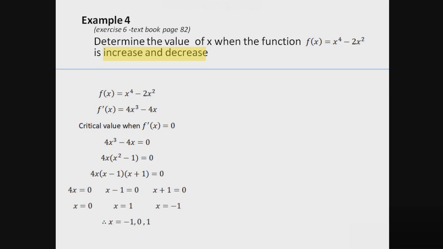Okay, so since we have three critical values, the next step is that we have to check the sign of f prime x in the immediate neighborhood of each critical value.